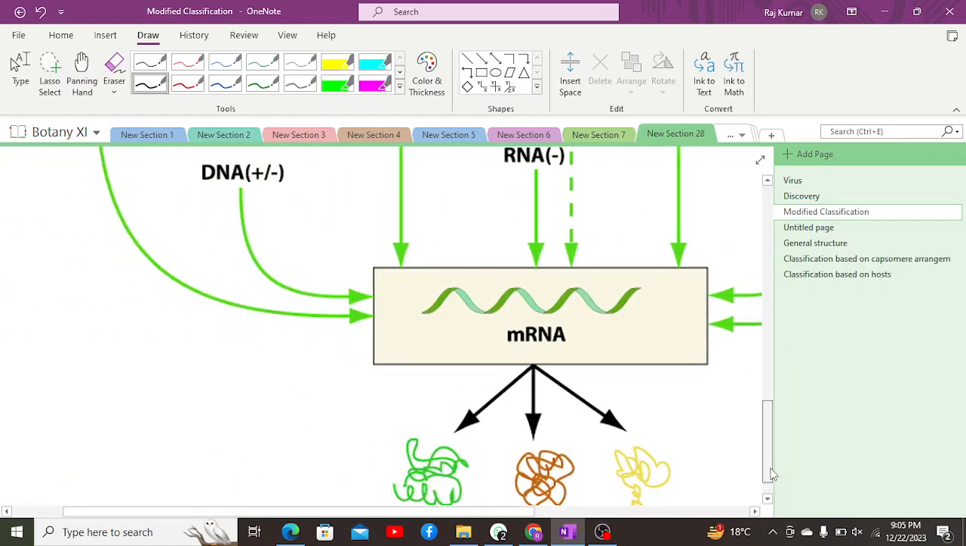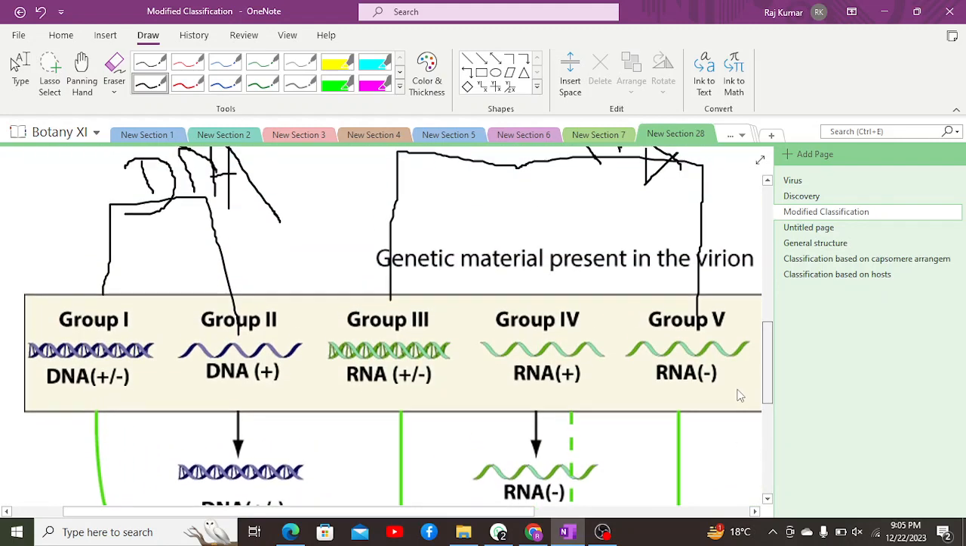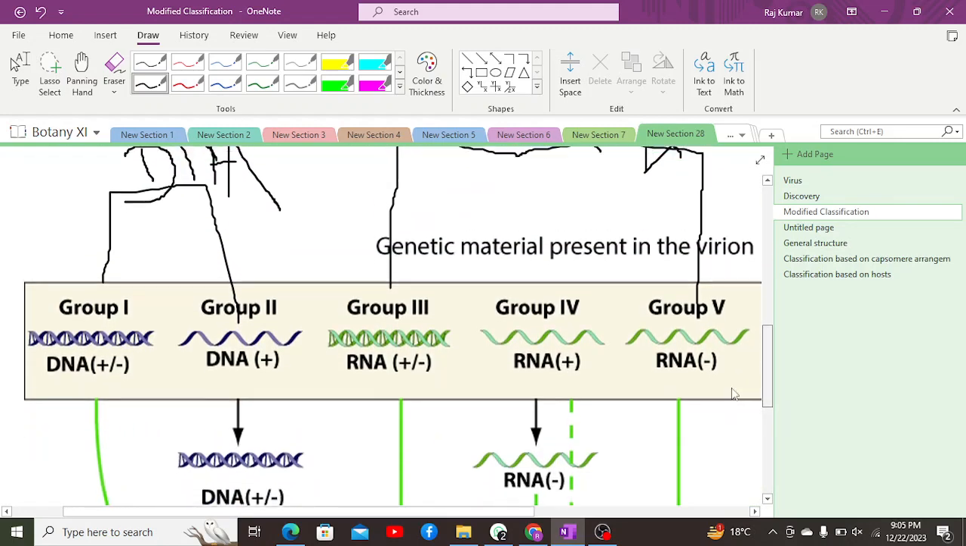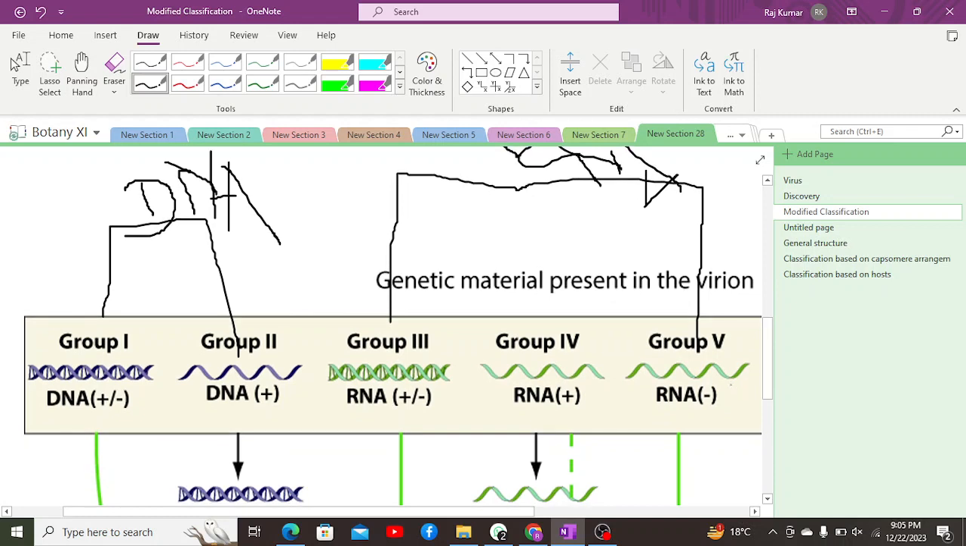Now let us first discuss double-stranded DNA viruses. They have a double-stranded DNA which they utilize as a genome. When they enter the host cell, the DNA undergoes transcription inside the nucleus. DNA viruses perform their function in the nucleus as well as the cytoplasm. RNA viruses perform their function in the cytoplasm only, while retroviruses perform their function in the nucleus as well as the cytoplasm. So these are some key points.